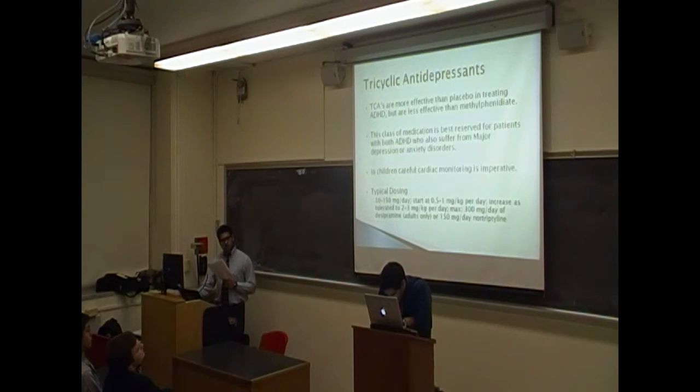EKGs and things. And for dosing, we start at 50 to 150 milligrams per day, and we start usually at 0.5 to 1 milligram per kilogram per day. And we'll increase the doses as tolerated up to 2 to 3 milligrams per kilogram per day. The maximum we'd see is about 300 milligrams of desipramine, but that's in adults only. And we can also see 150 milligrams in nortriptyline.